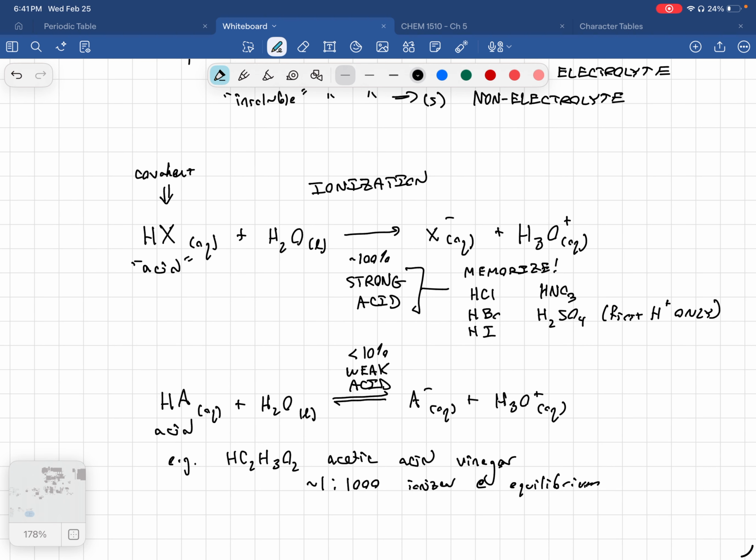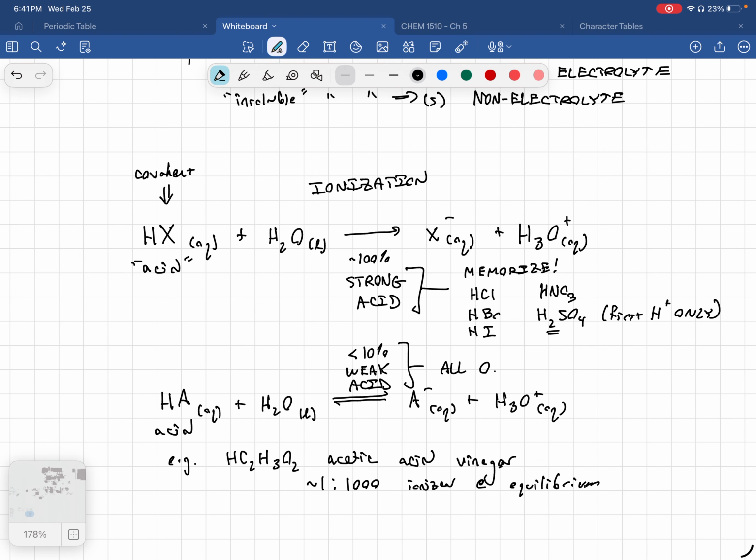You'll note here, we'll learn this term in a later video, H2SO4 is a polyprotic acid. In other words, it has 2 ionizable protons. The first one comes off very easily and about 100%, so that's a strong acid. The second one is harder for it to ionize, and that's why we note that only the first proton is strongly ionizable.